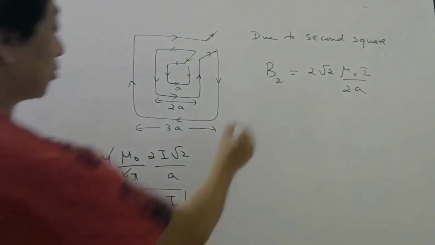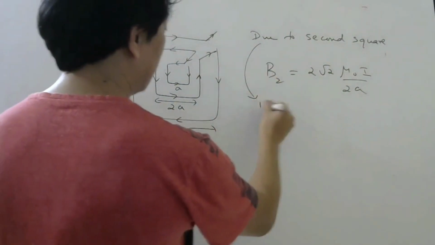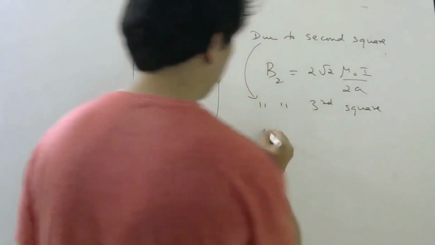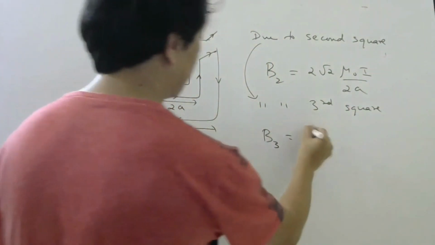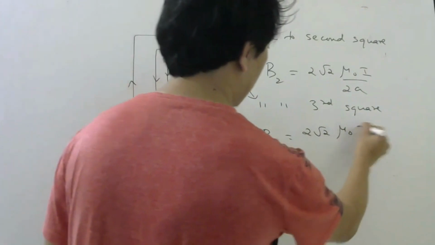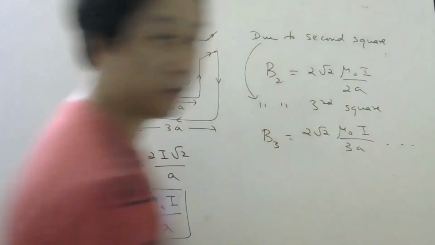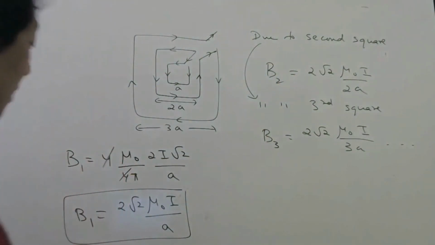Due to the third square, what will be the magnetic field? Everything is the same, 2 root 2 mu naught I, but the side is 3A. So like that up to infinity, they told. Now, the direction, please remember.